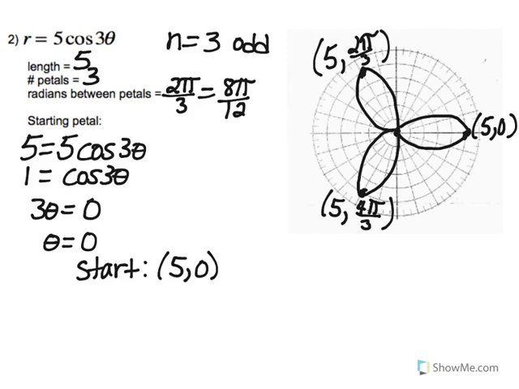So again, to recap, graphing with the rose curves. The key is knowing how many petals you're going to have, setting your equation equal to the petal length, and solving that for your starting petal. Make sure to label the petal endpoints. Those are your critical points.